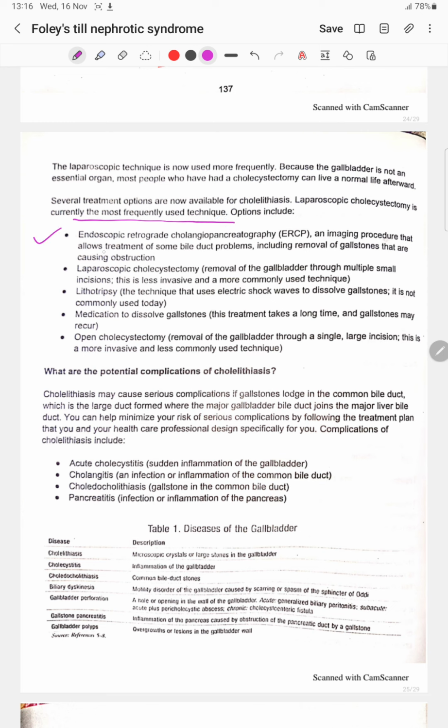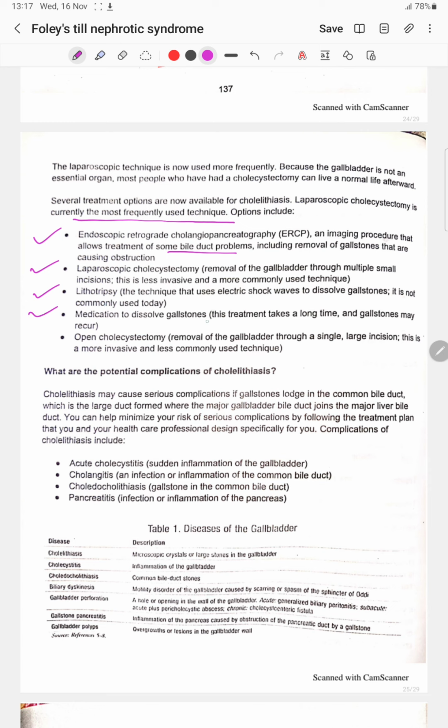Options include the endoscopic retrograde cholangiopancreatography, ERCP, an imaging procedure that allows the treatment of some bile duct problems, including the removal of the gallstones that are causing obstructions. Laparoscopic cholecystectomy is the removal of the gallbladder through multiple small incisions, and it is less invasive. Lithotripsy, a technique that uses shock waves to dissolve the gallstones, is not commonly used today.